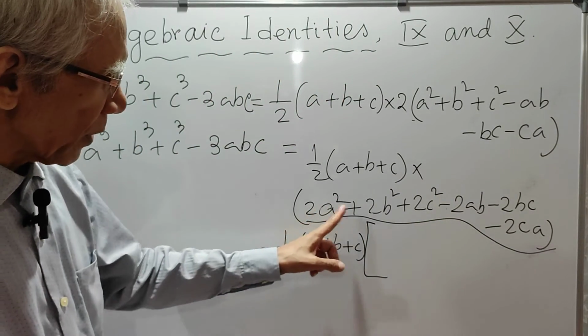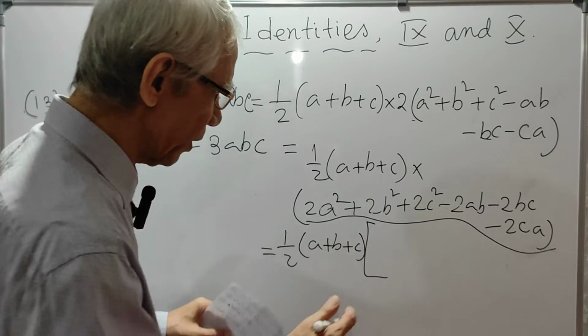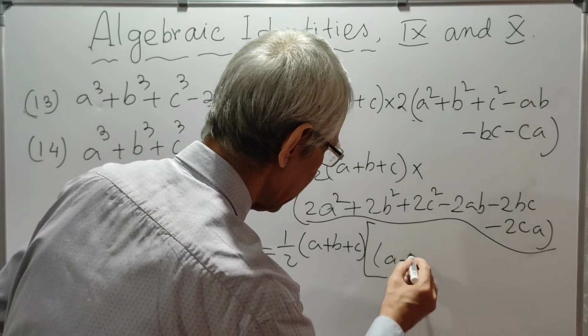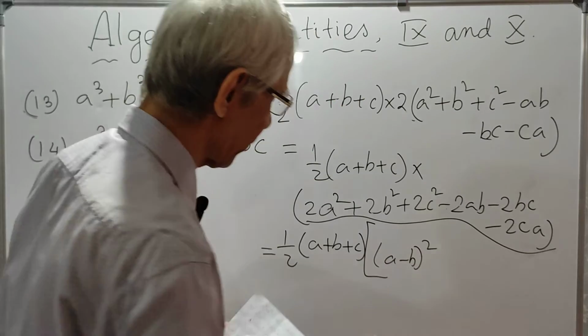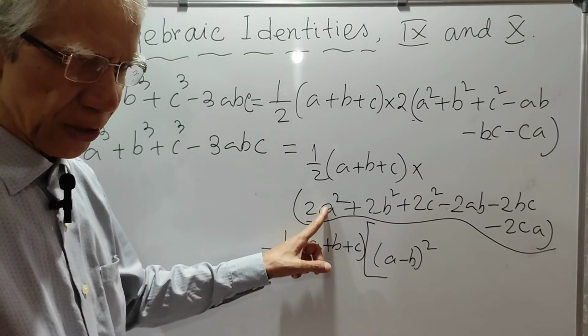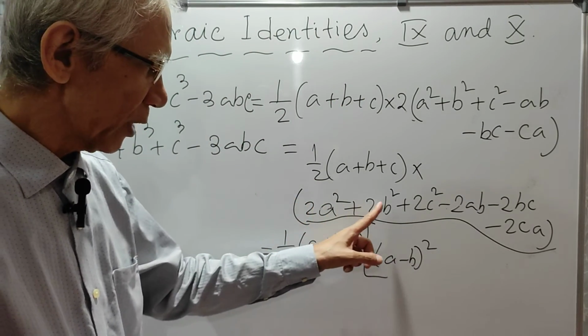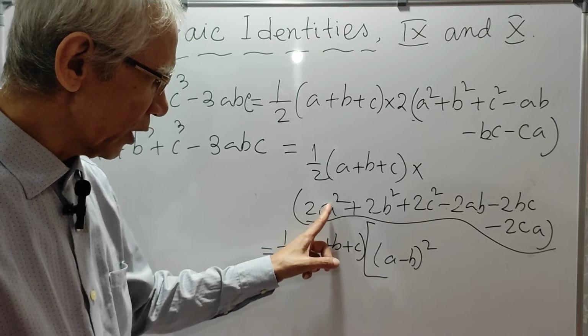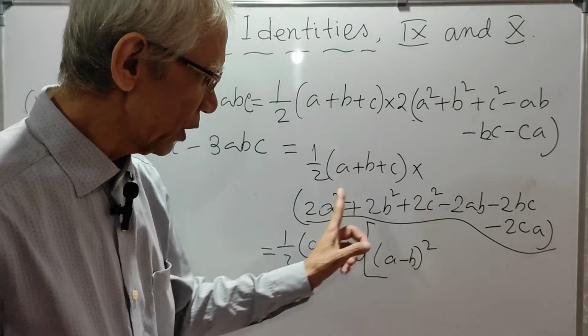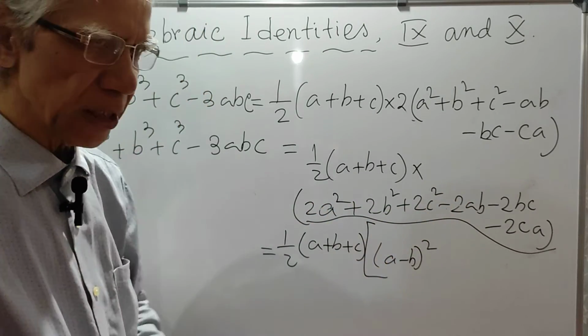Now a square plus b square minus 2ab, so a minus b whole square. There are two a square, so we take one a square and from here one b square. So 1a square and 1b square and minus 2ab. So a square plus b square minus 2ab, that is a minus b whole square.